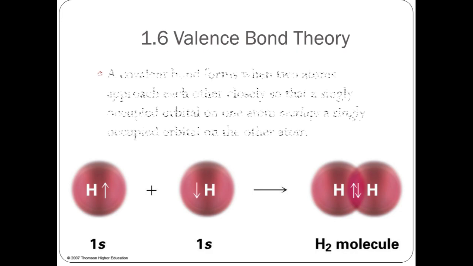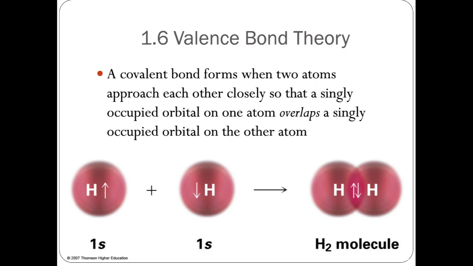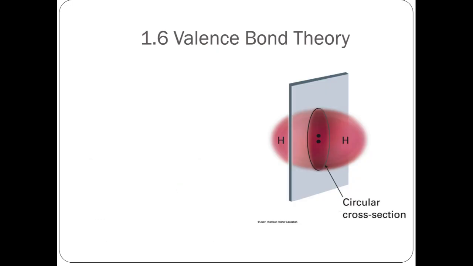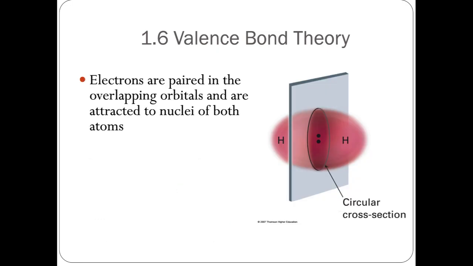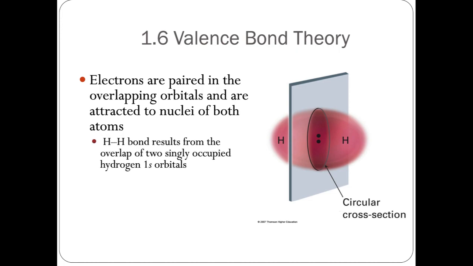Valence bond theory. A covalent bond forms when two atoms approach each other closely, so that a singly occupied orbital on one atom overlaps a singly occupied orbital on the other atom. Electrons are paired in the overlapping orbitals and are attracted to nuclei of both atoms. H-H bond results from the overlap of two singly occupied hydrogen 1s orbitals. H-H bond is cylindrically symmetrical, a sigma bond.